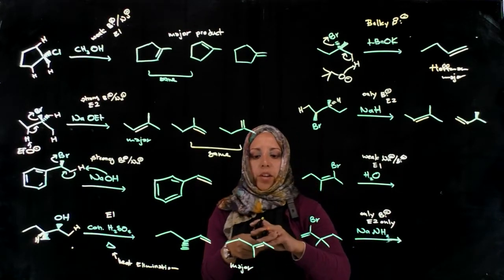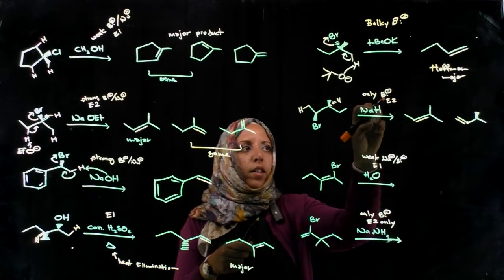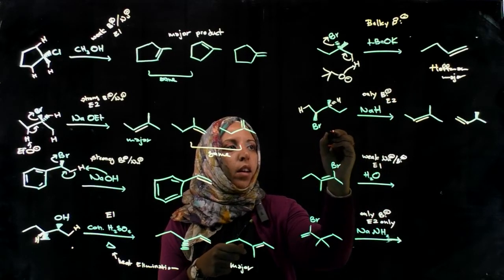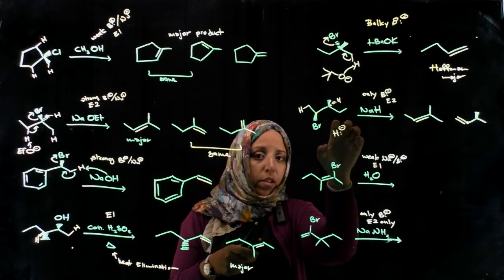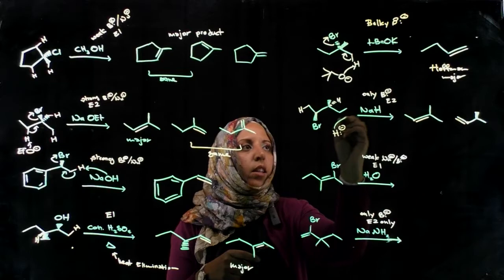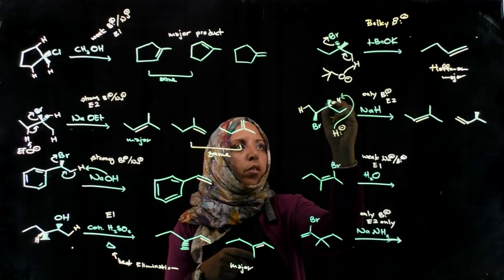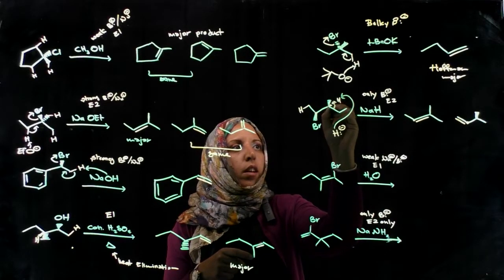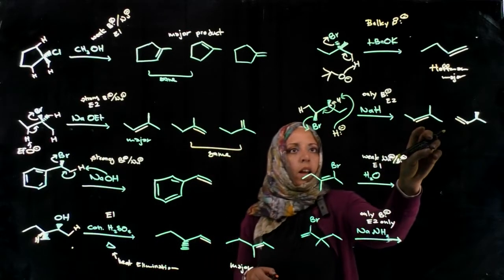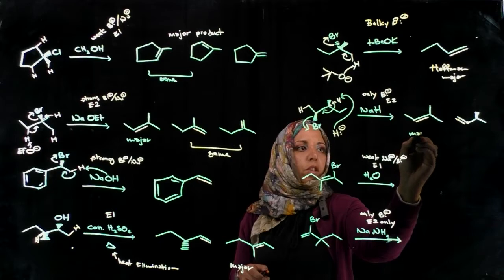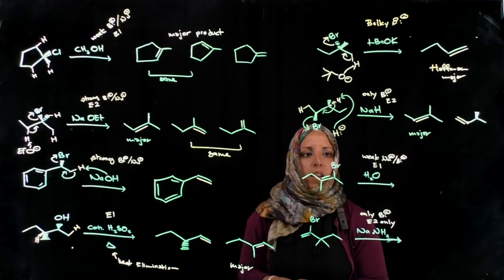All right, what if you wanted to draw the mechanism? Well, this is a hydride, sodium hydride. So what we have is a hydrogen with two electrons. That's the one time where the arrow can start from the hydrogen because it's a hydride. It's going to go in, take a proton. Those two electrons are going to go to form a pi bond, and then we have the loss of a leaving group. And that would be our major product, or our Zaitsev product, right?